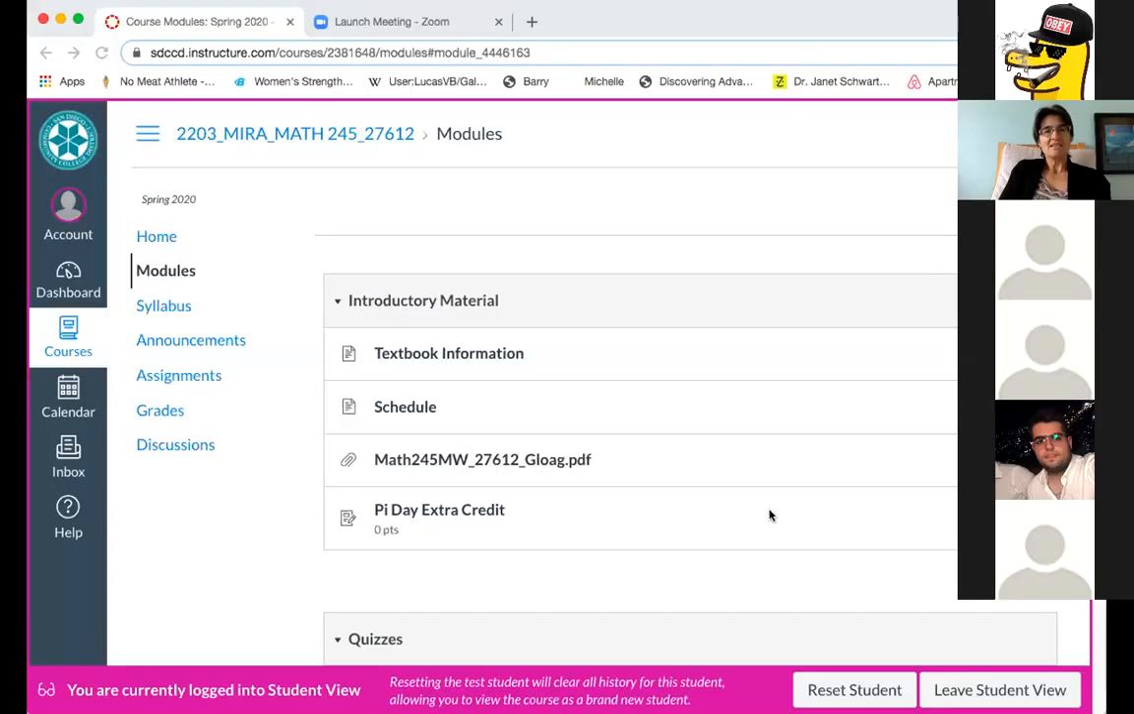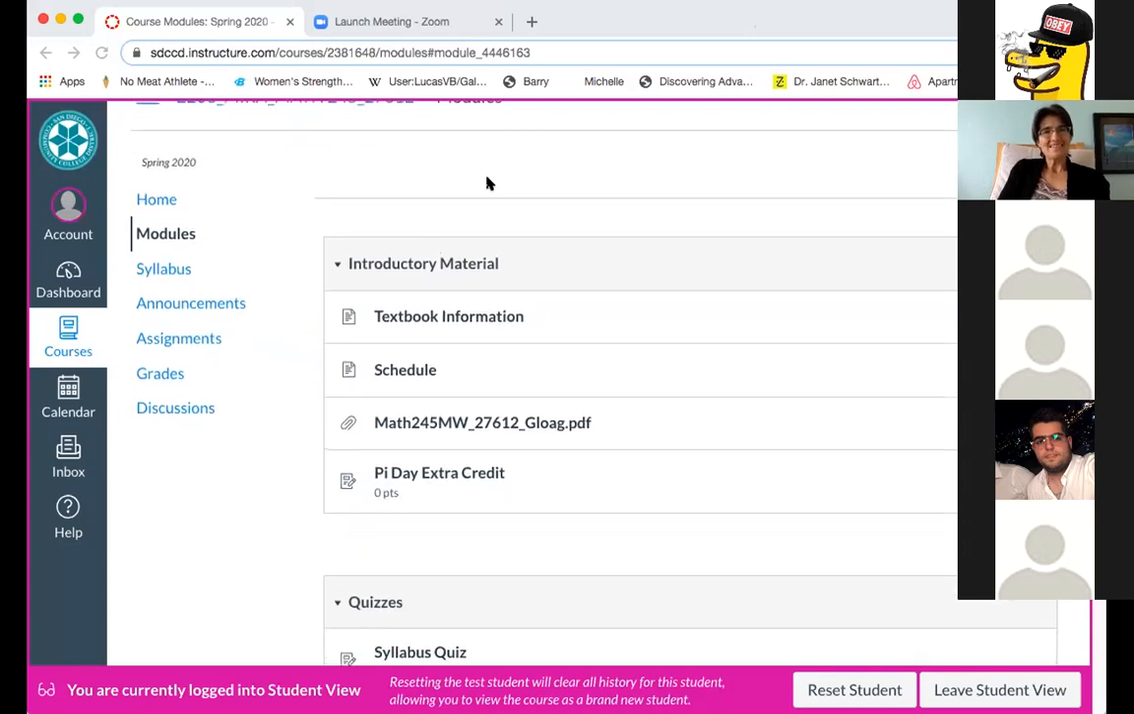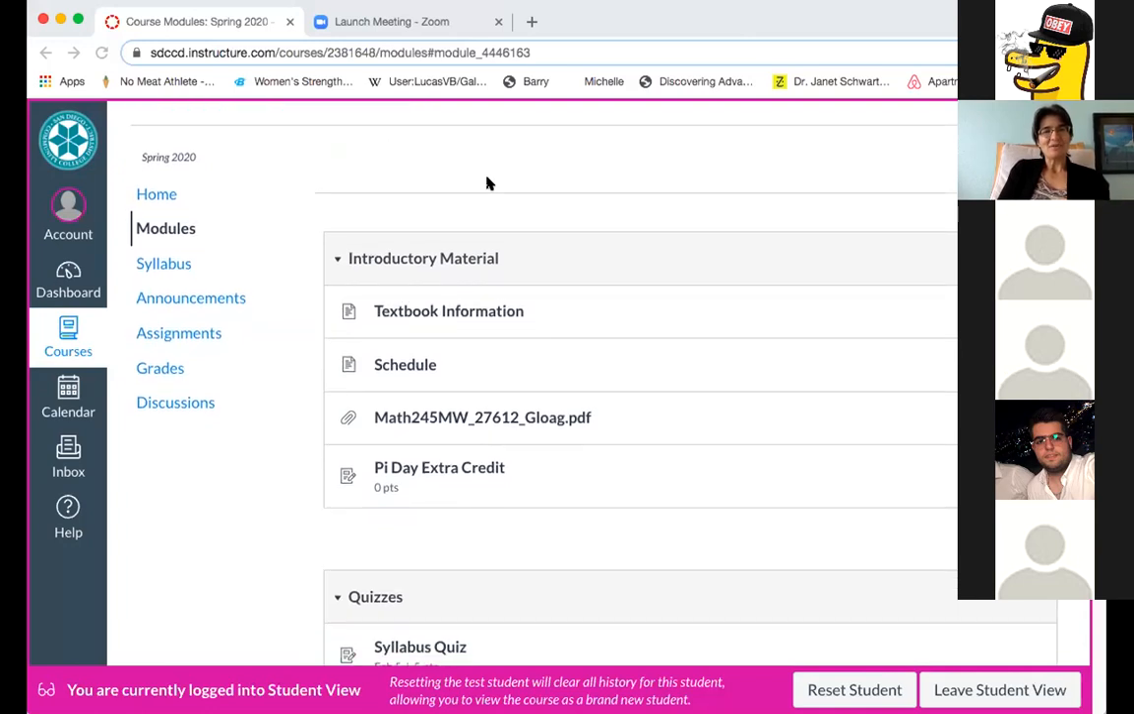Okay, so let me go to Canvas and show you where I've been putting things. I'm going to share my screen, and you should be seeing our Canvas course. As we're working through the course, Canvas is really important. This is the student view.